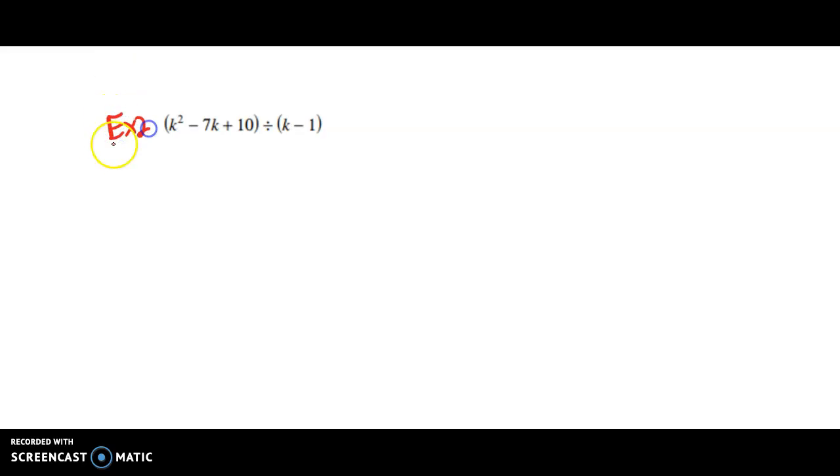Okay, we're going to do another one now, but with a remainder. Example 2. Again, you might see it asked like this, or you might see it asked as a fraction. It's not going to change your process. All right, my highest exponent is 2, so I'm going to make a 2 by 2 box.